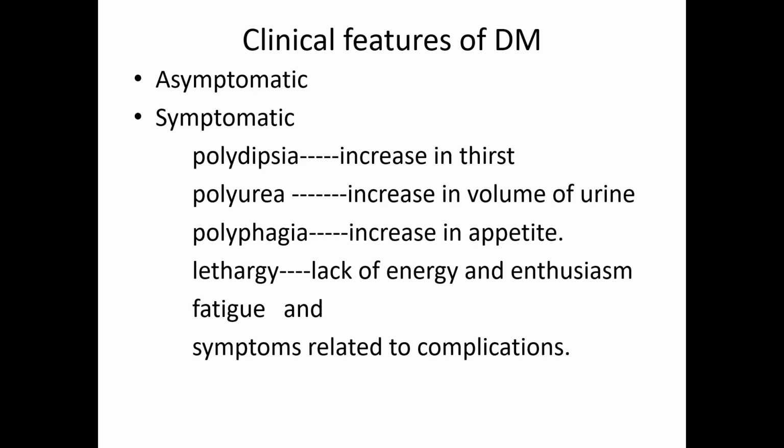Yesterday I discussed the classification of diabetes. Primary diabetes is the most important and most common. Diabetes means primary diabetes, and there are two types, type 1 and type 2. It is a metabolic disorder affecting carbohydrates, proteins and fats.